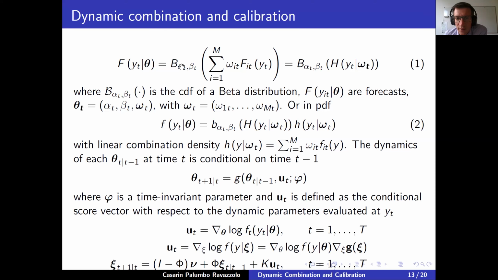We thought to add time varying alpha and beta parameters, the two parameters of the beta, plus time varying weights. So here you see there is alpha t, beta t, those are the parameters of the beta, and omega it, which are the weights that we assign to each of the individual forecasts. Here are the elements. As I said, this is in PDF form; the same things can be written in CDF form. There is of course a one-to-one mapping between them.